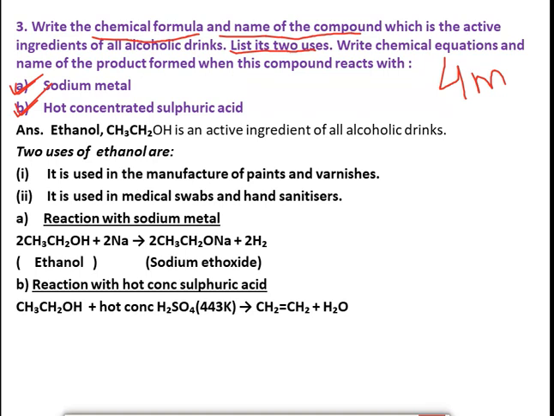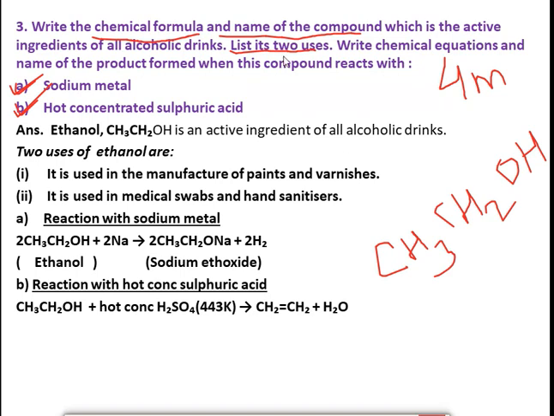So which compound is present in all the alcoholic drinks? Ethanol. Yes, because ethanol is the only active ingredient which is present in all the alcoholic drinks. And what is the formula of ethanol? The formula of ethanol is CH3CH2OH. This is the chemical formula of the compound ethanol. So ethanol is an active ingredient of all the alcoholic drinks.